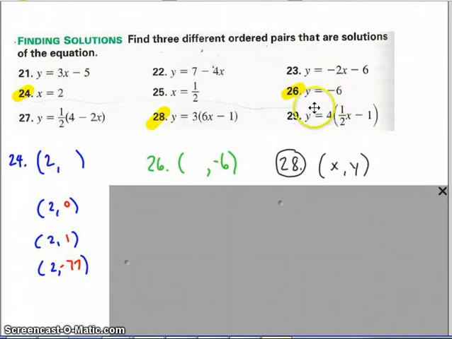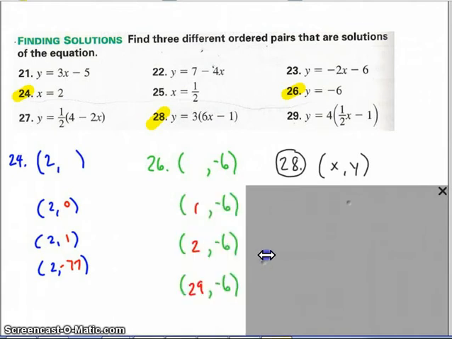Same thing here for 26. If I know y equals -6, I can just put that in ink. I don't have to put it in pencil. And I can put any values I want in for y, and all of those, 1, -6, even 29, -6, are on that line. Last example though, and this is where I want you to hit the pause button and try this. See if you can do 28.